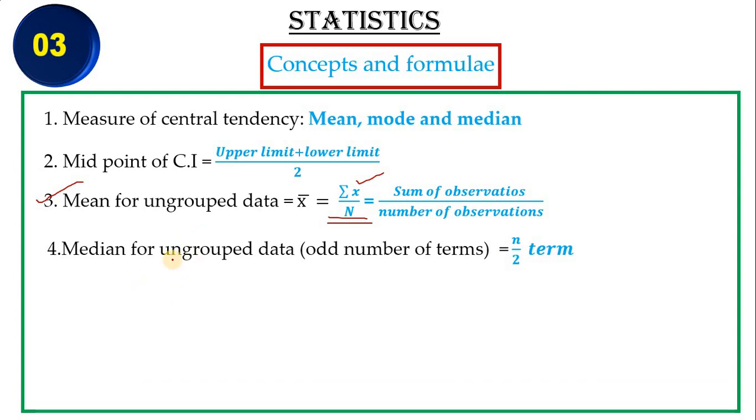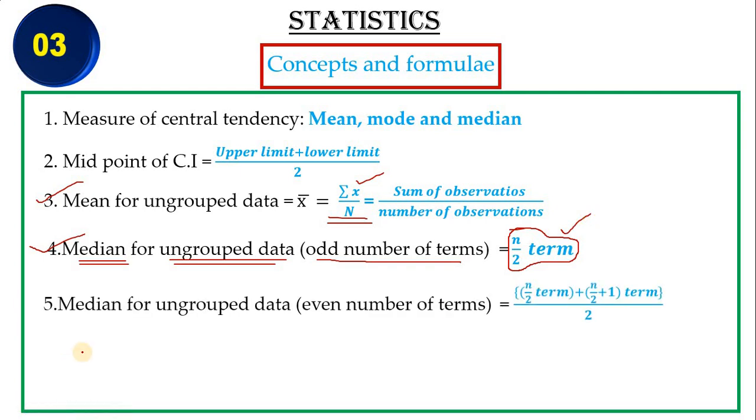Next, median for ungrouped data. We are going to find the median for ungrouped data. In ungrouped data, when there is an odd number of terms, in that case we have to take the n by 2 term as median. So you may get a little confusion here. So I will explain the problems. When I am explaining, I'll recall this to you, children.